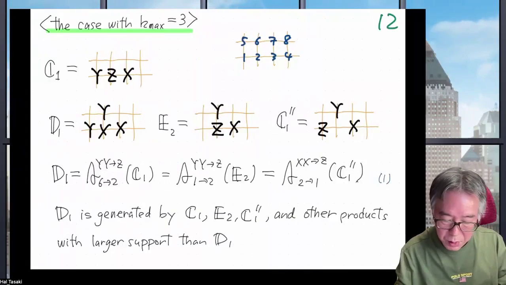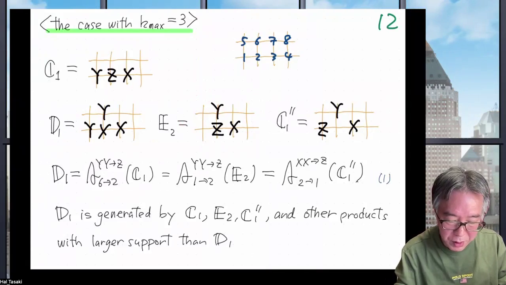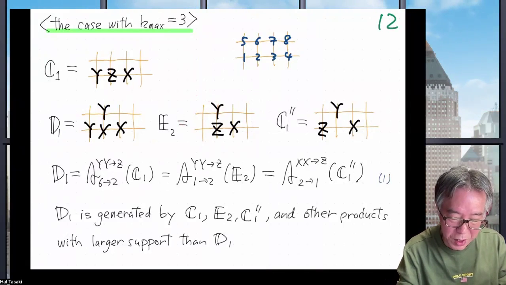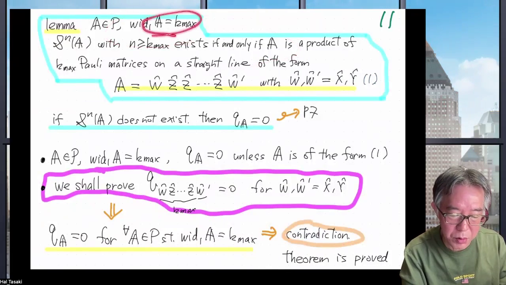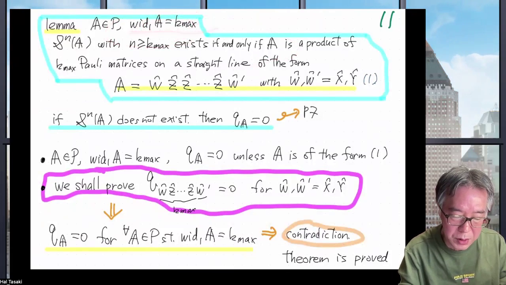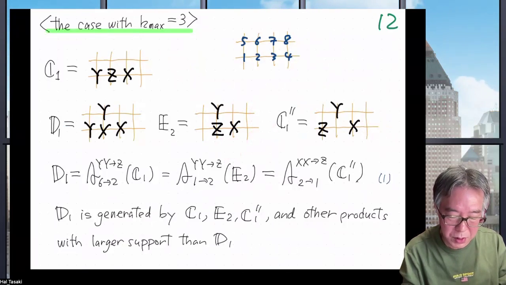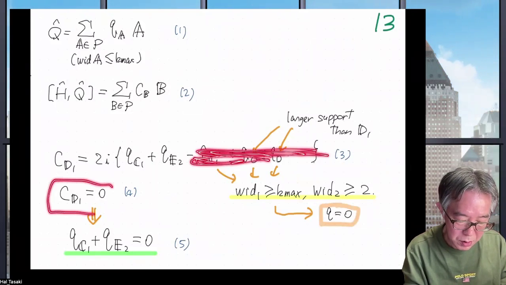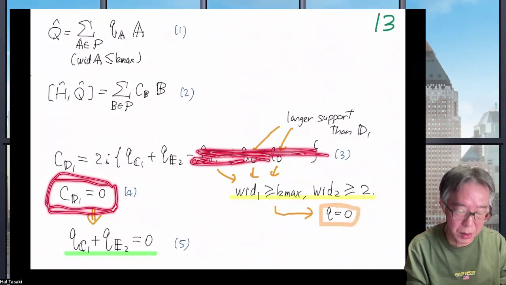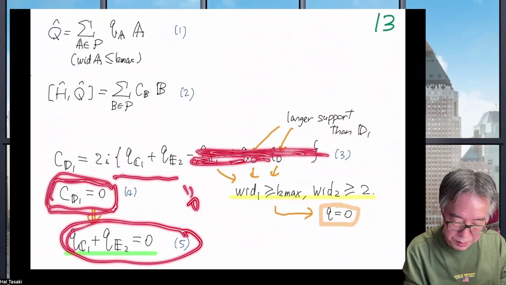And how about this thing? This is not aligned on a straight line. Does this have 0 coefficient? You cannot conclude yet, because in this case it has width 2. This lemma applies only to products with horizontal width K max. In this case it has width 2 in both directions, so it is not excluded by the lemma yet. So you don't have to consider this thing. By this, this is a sufficient condition for Q to be a local conserved quantity. This is 0, so you get this condition. So, one condition.